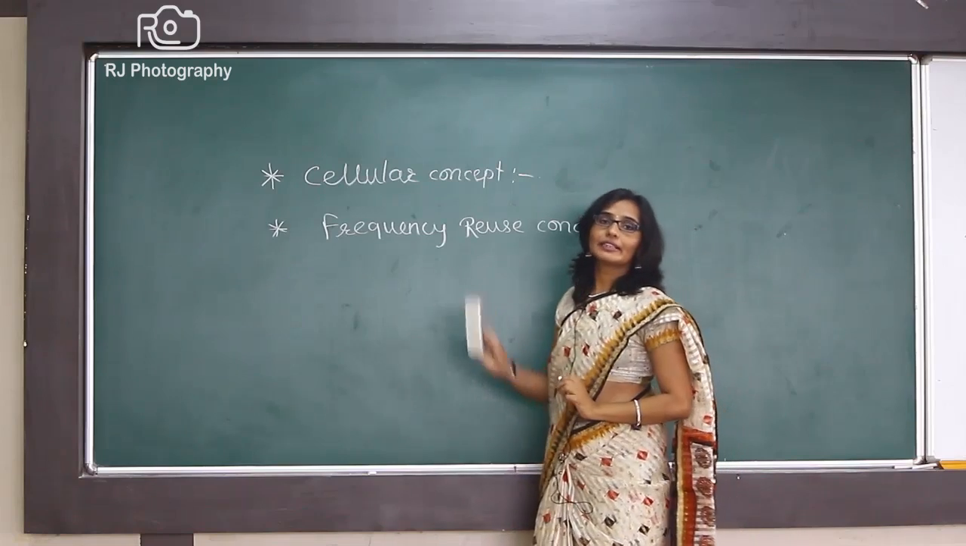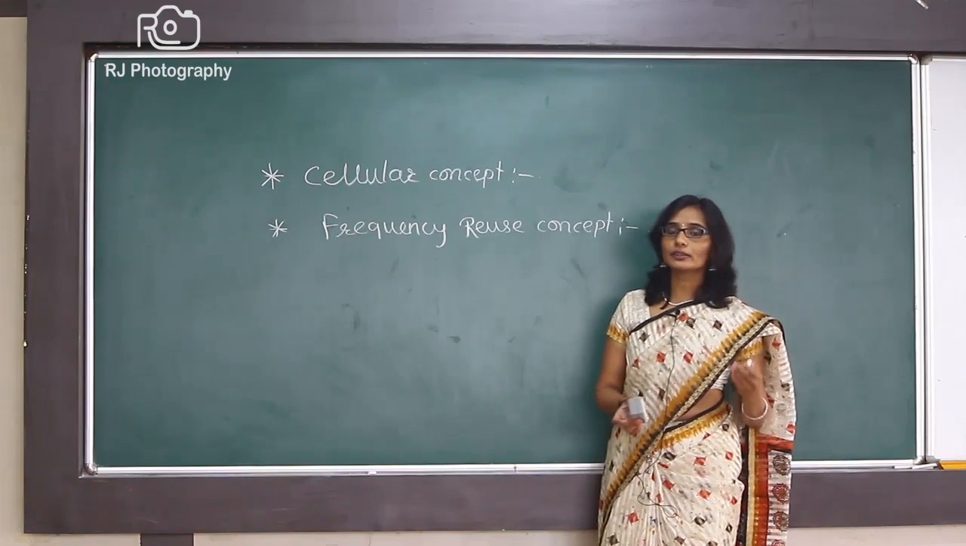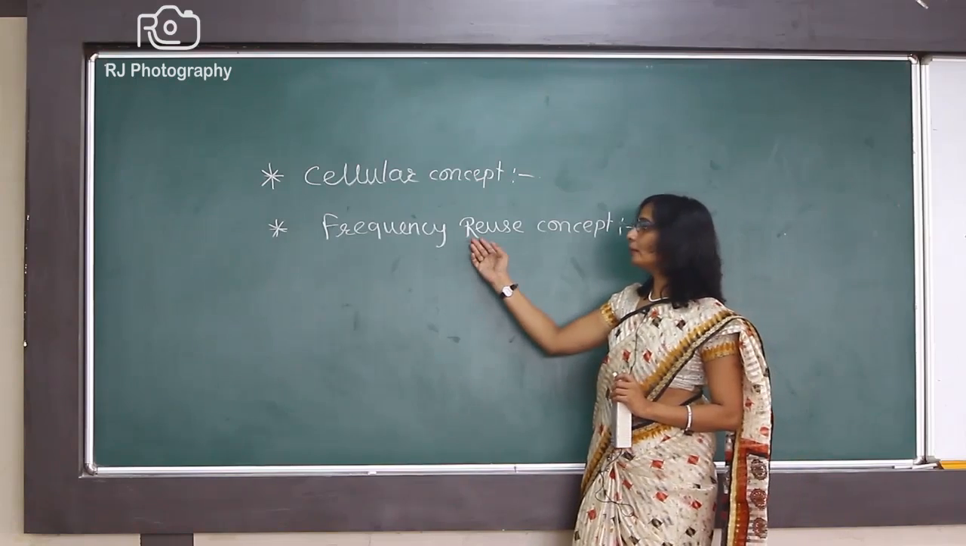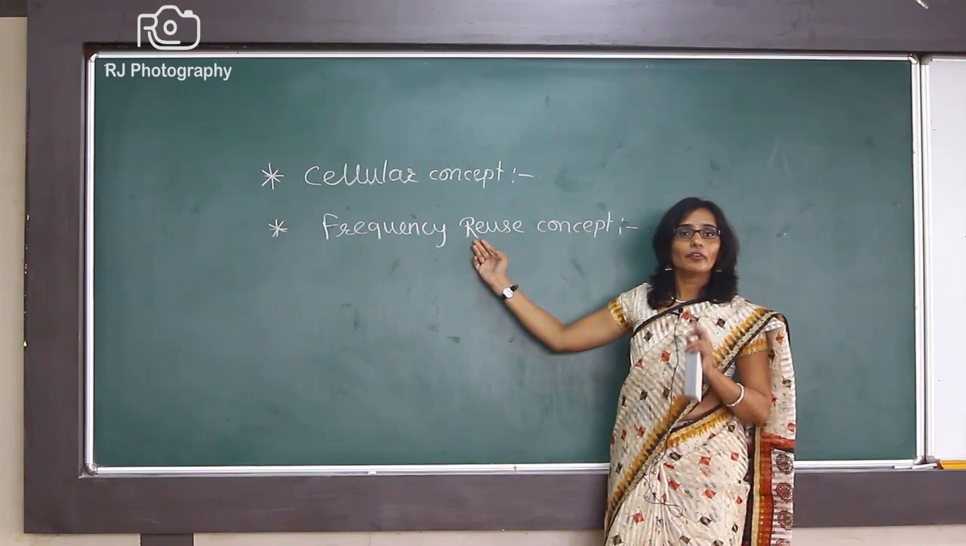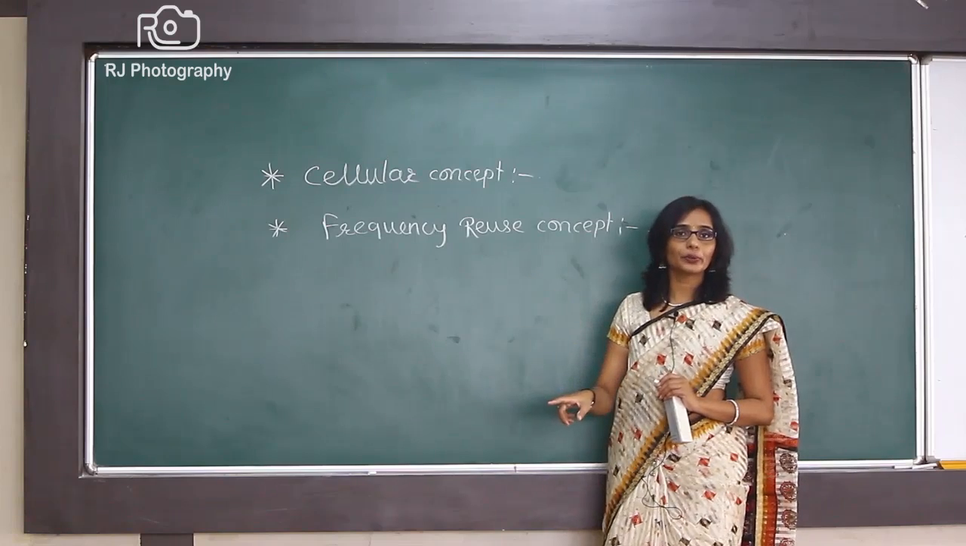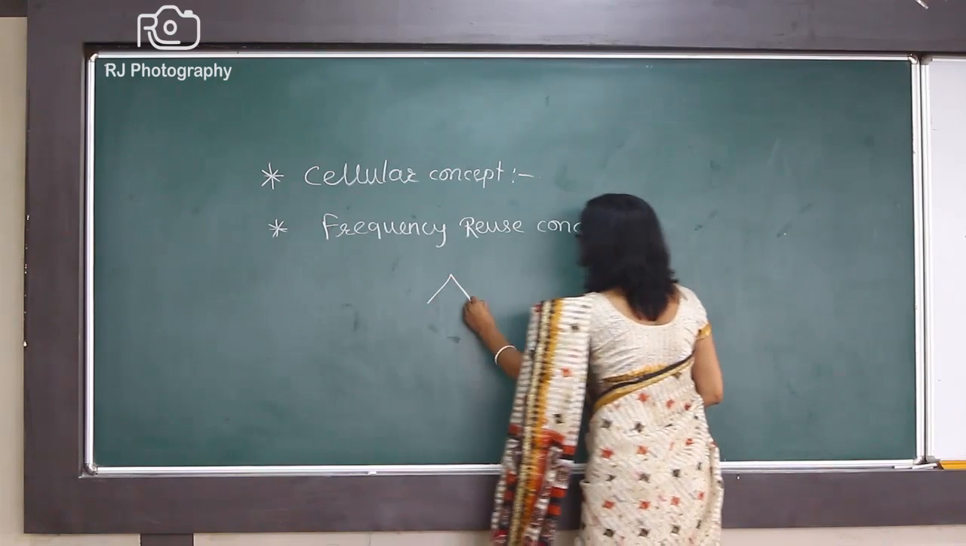Now, in this frequency reuse concept, what are we going to do? We are going to continuously reuse the frequency, but there are some limitations on reusing the frequency. The conditions are that, very first, two neighboring cells should not have the same frequency. How? I will show you by the diagram.